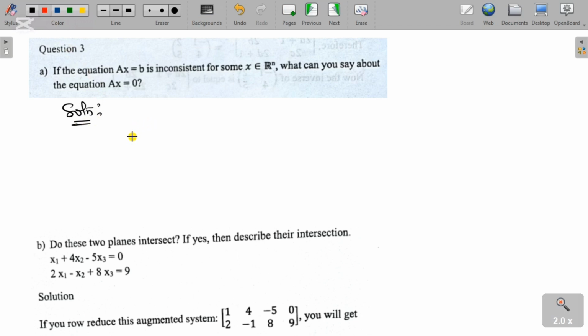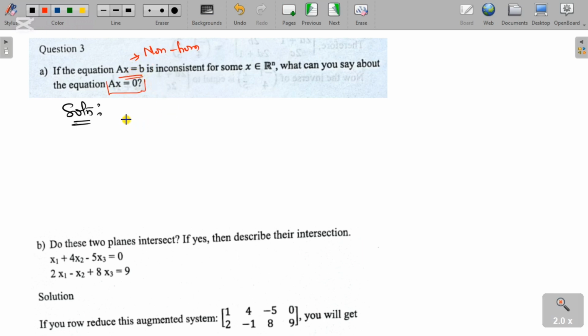Okay, so this is question 3, and it says if we have an equation Ax equal to b that is inconsistent for some x in R, and remember I said that an equation is inconsistent if it has no solution. All right, so what can you say about Ax equal to 0? Now this equation is called a non-homogeneous equation. And why is it non-homogeneous? Because the constant part is not 0. While this Ax equal to 0 is the homogeneous part of this non-homogeneous equation.